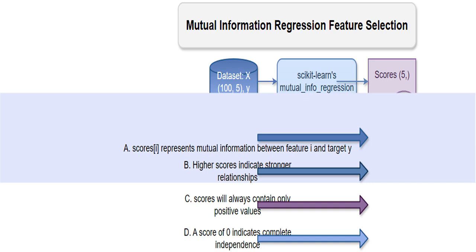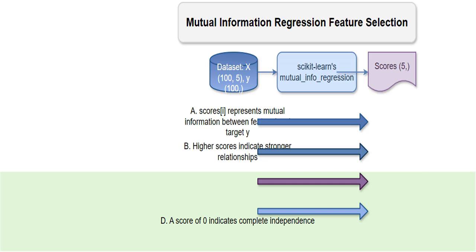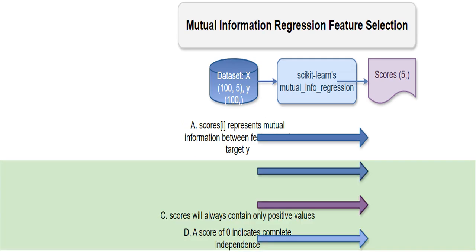A score of 0 means the feature and the target are completely unrelated. There is no predictive value from that feature. While mutual information is always 0 or positive, tiny rounding errors in the calculation might lead to extremely small negative numbers in practice. So, I cannot guarantee only positive numbers.